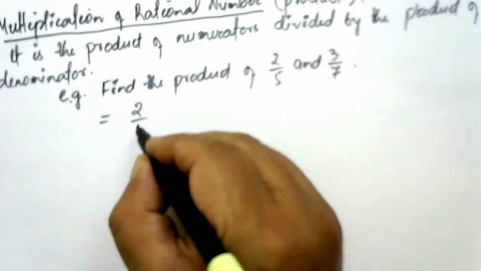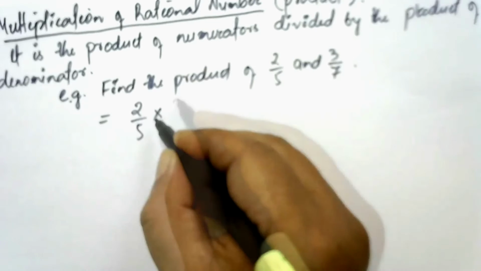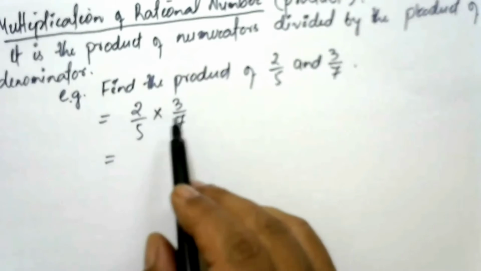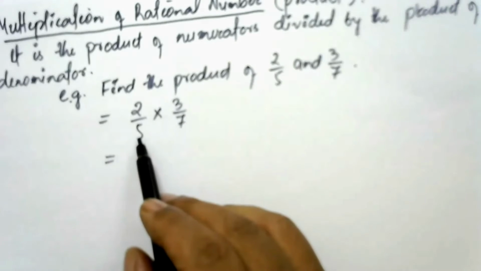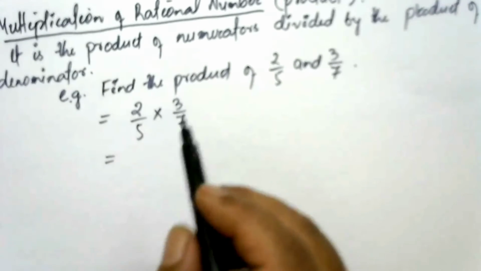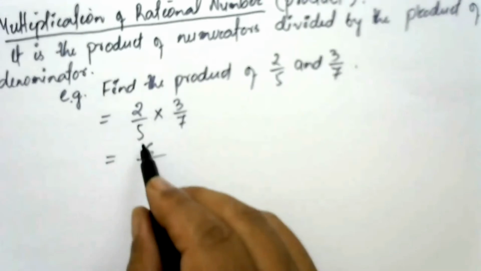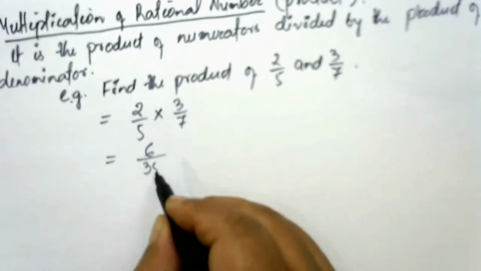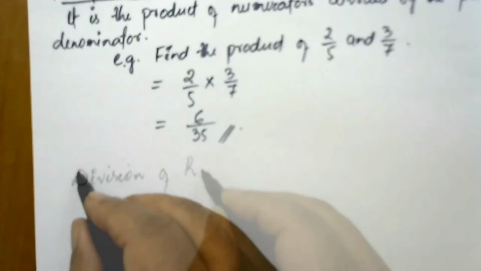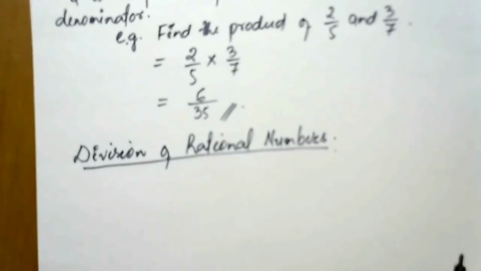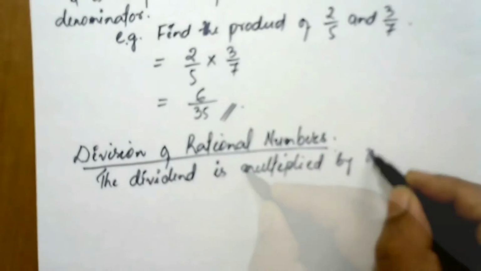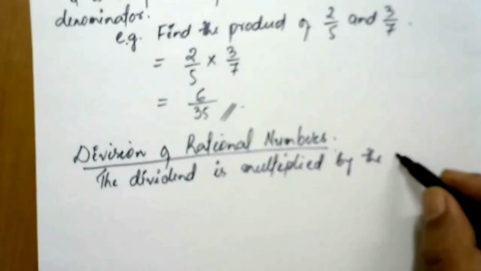That is 2 by 5, product means into 3 by 7. So multiply the two numerators and divide by the multiplication of the denominators. That's 2 times 3 is 6 and the denominator 5 times 7 is 35. So this will be the result. And again, division of rational numbers. To divide rational numbers, the dividend is multiplied by the multiplicative inverse.